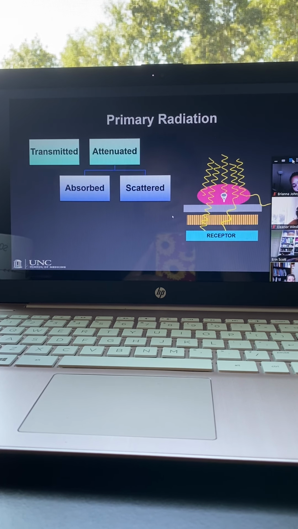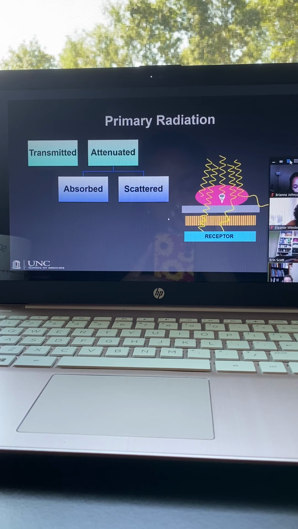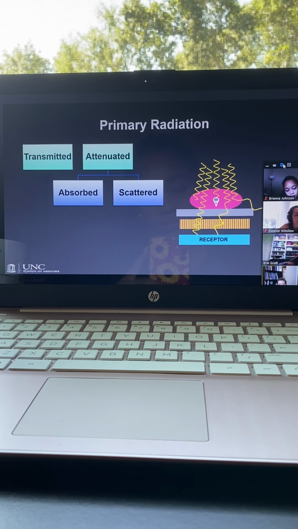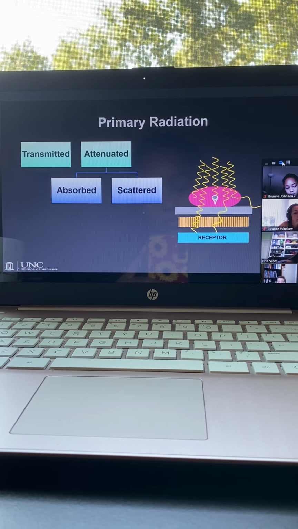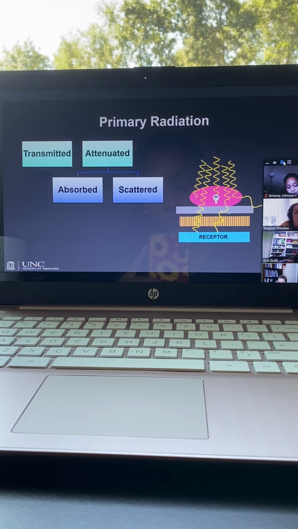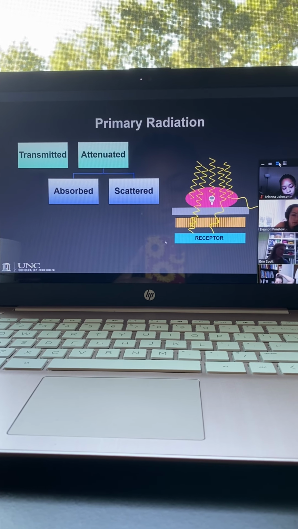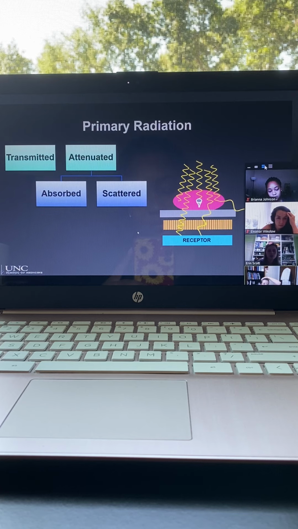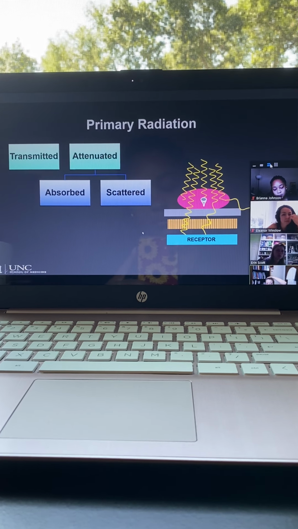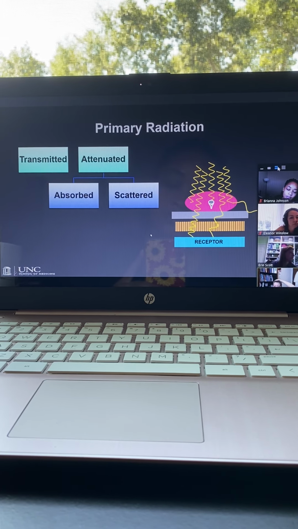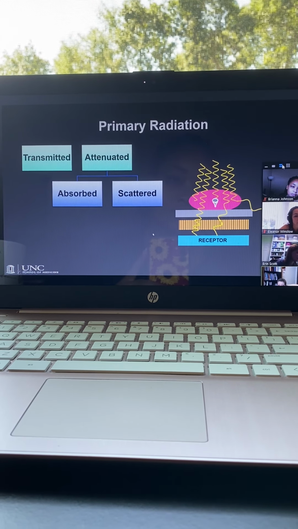Okay. So X-rays basically can do 3 things. They can be transmitted, they can be absorbed, or they can be scattered. You may be asked on a test, what does the remnant beam consist of? Scatter and transmitted X-rays. Okay.